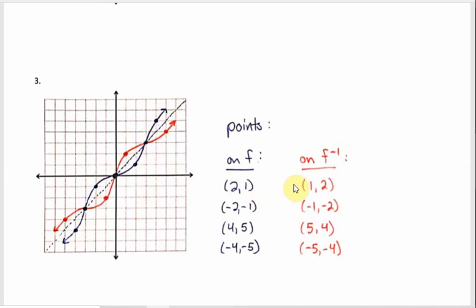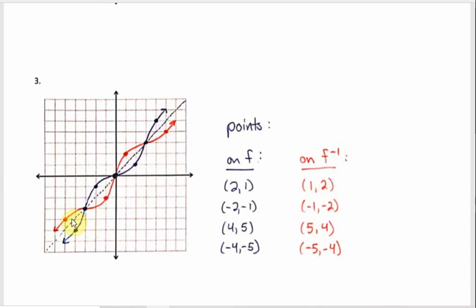You can do it with the points by switching the coordinates. So like if (2, 1) is on the graph of f, then (1, 2) has got to be on the graph of f inverse. And then if (4, 5) is on the graph of f, then (5, 4) has got to be on the graph of f inverse, and so forth. And here I did plot those 4 points, and then I thought, okay, well, the 3 that are right on y equals x, so the origin, (3, 3) up there, and then (-3, -3) down there, they're all going to be on it too.